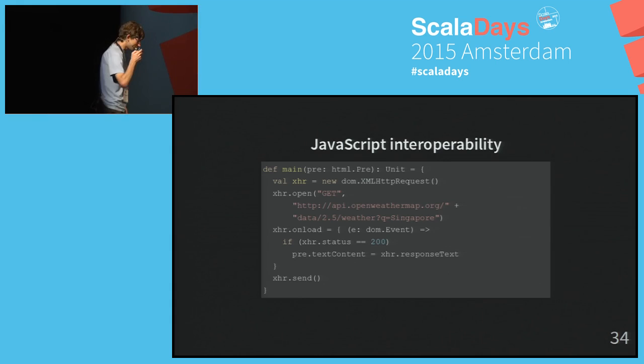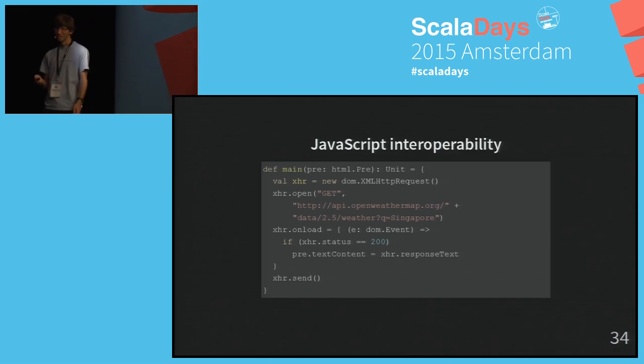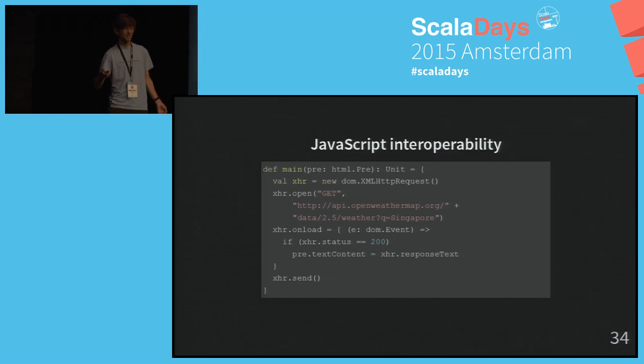So with weights, there's a string in there. I'm passing this string here to JavaScript, but we all know that a Scala string is actually an instance of Java long string, right? So how is JavaScript going to understand a Java long string? That doesn't make any sense.